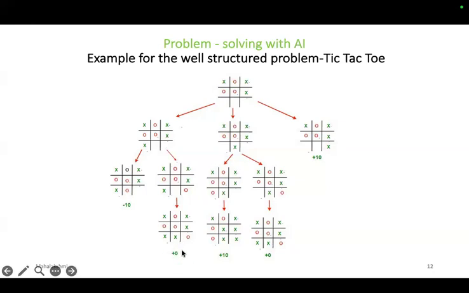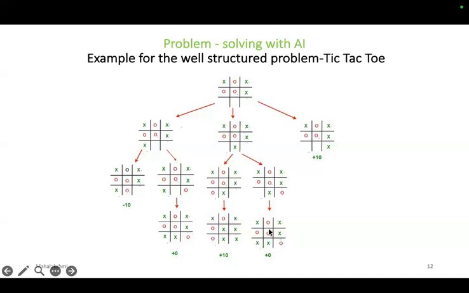If it is a draw, the winning score is considered zero, since no one is winning. So the match score will be zero. If we view the game from the perspective of X, then if X wins, it is plus 10; the score earned by X is 10. If O is winning, then it is minus 10 for X, which means O has won the game.